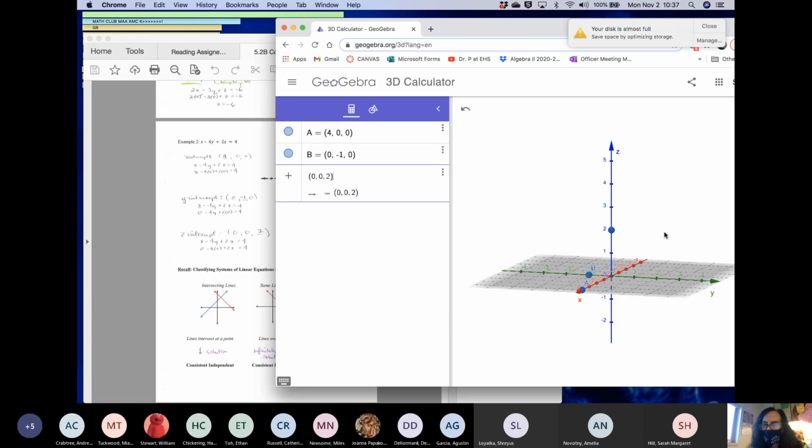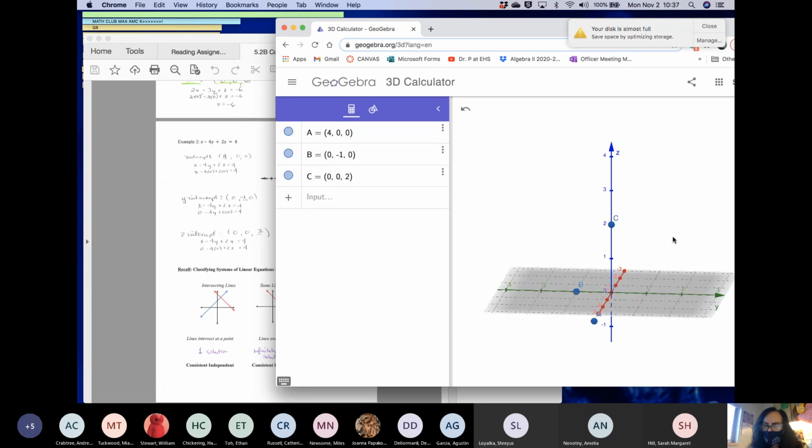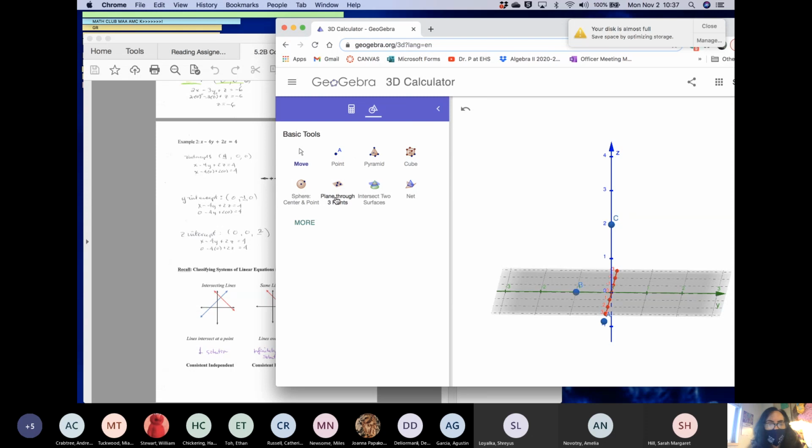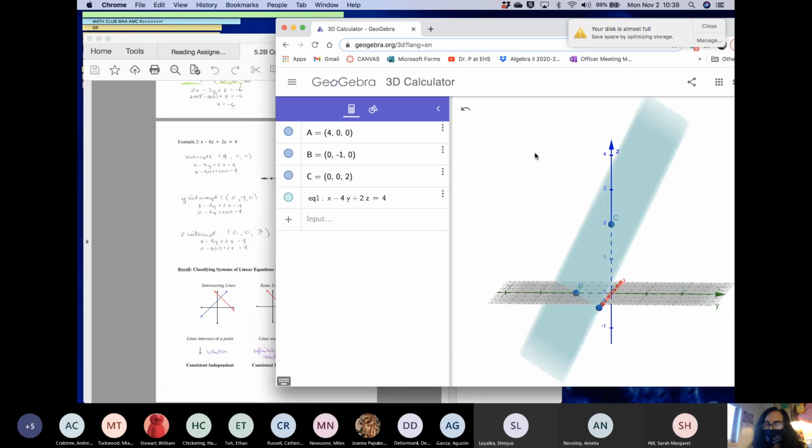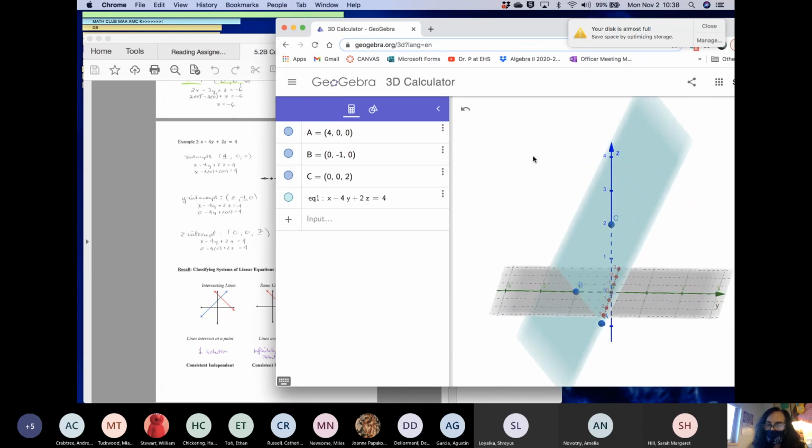Now, look at that. That was very difficult for us to see in 2 space. But what if I want to draw the plane that passes through that? Well, you can actually tell it to graph the plane through the 3 points. But let's go ahead and write the equation of that plane that we were given. X minus 4y plus 2z equals 4. And look at that beautiful plane going through those 3 points. You see that? That's fantastic.